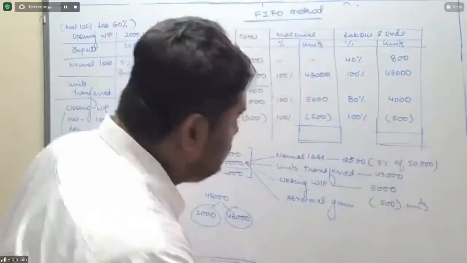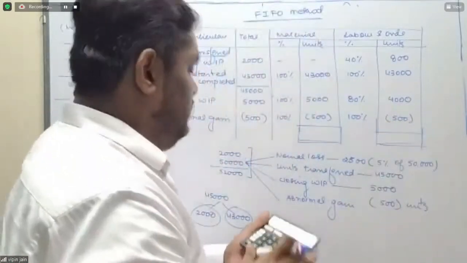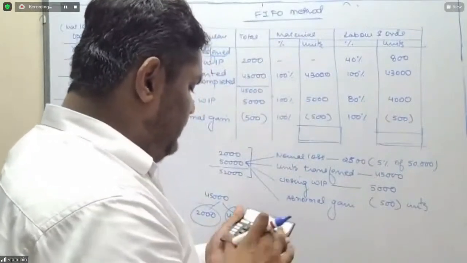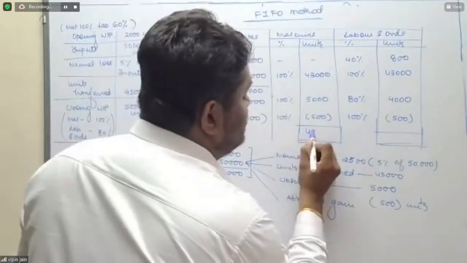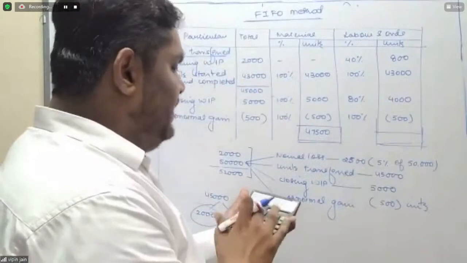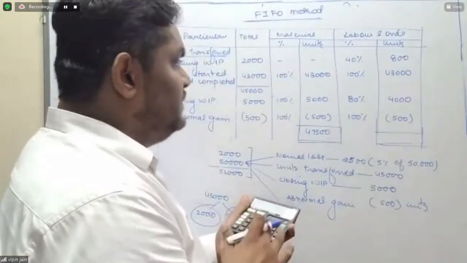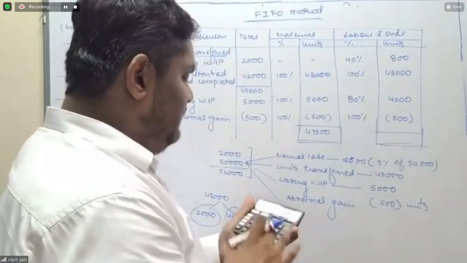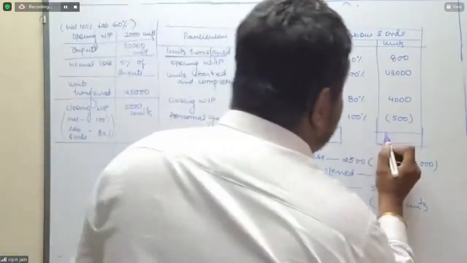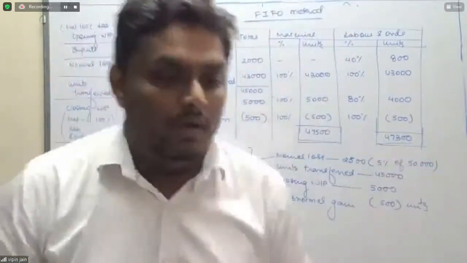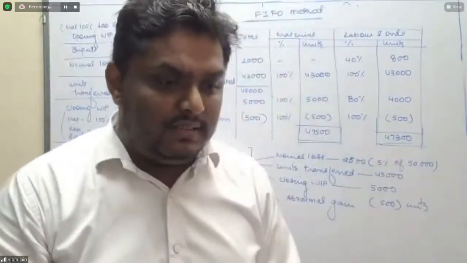So now we can calculate the final answer, that is 43,000 plus 5,000 minus 500, that is 47,500 for material, and for labor and overheads it will be 800 plus 43,000 plus 4,000 minus 500. So it will be 47,300. So now let me check the answers.